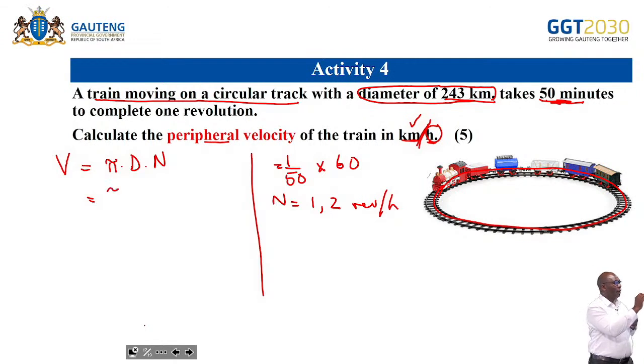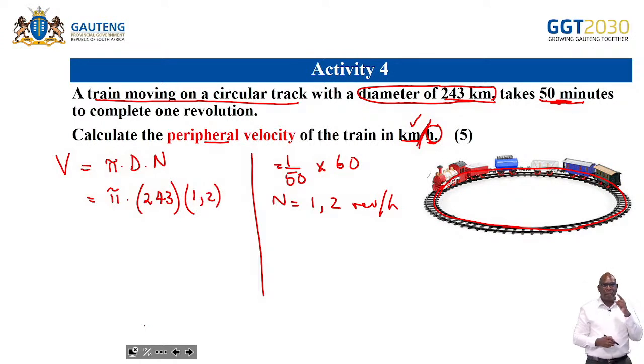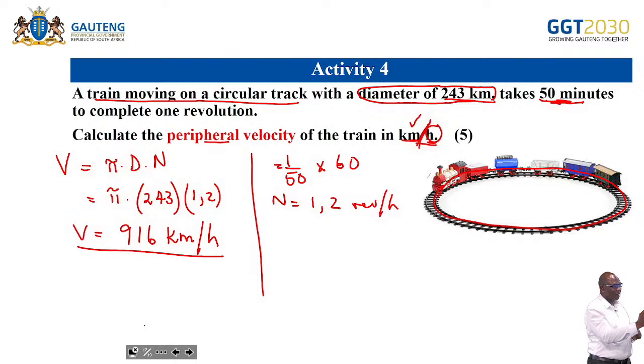I'll have pi multiplied by my diameter. It's in kilometers, so I'll have no problem with that. Now the number of revolutions will be 1.2 revs per hour. Remember, I need kilometers per hour. So I'll have pi multiplied by 243 multiplied by 1.2. So if I multiply that, I have 916 kilometers per hour, which is the speed of that train.